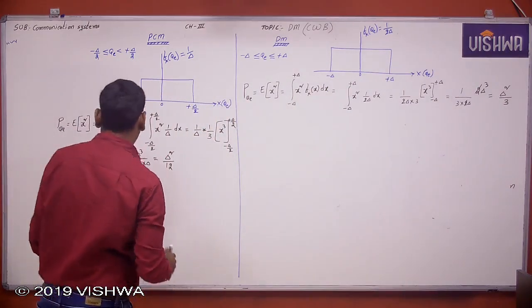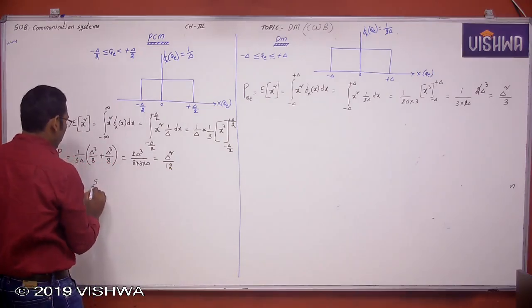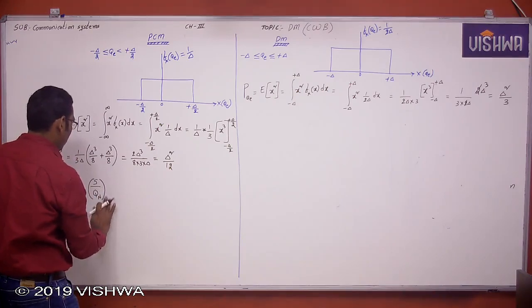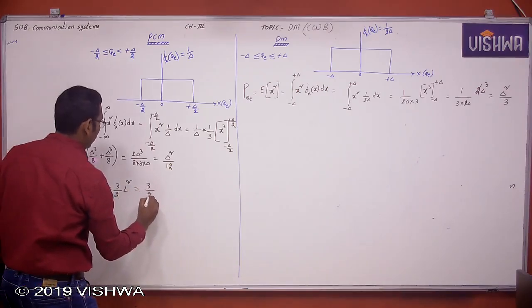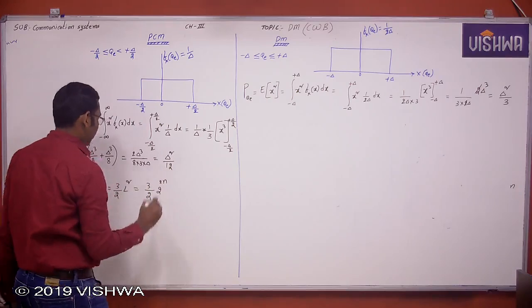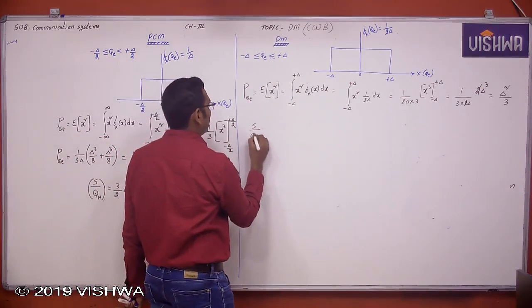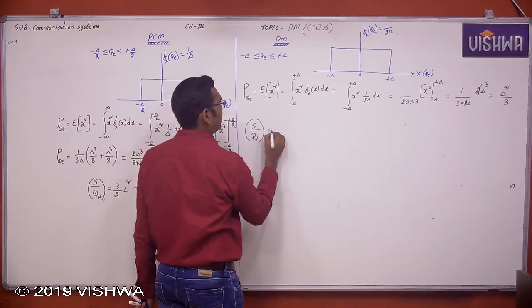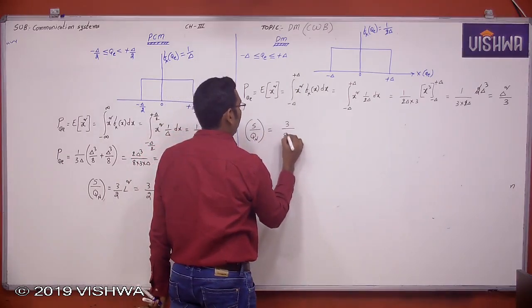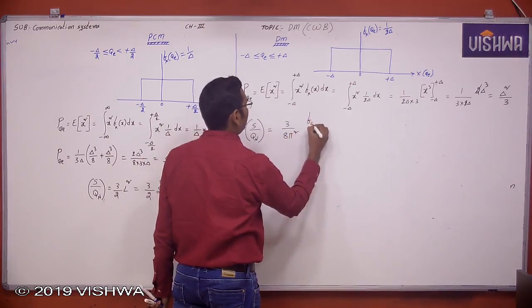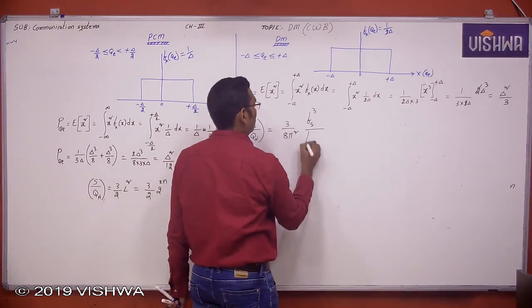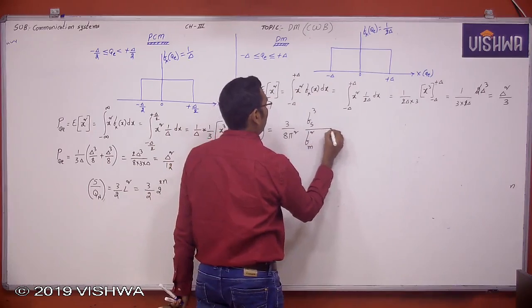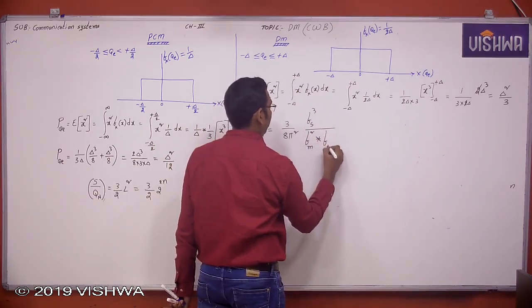So now you tell me, what is the signal to quantization noise ratio? This is the signal to quantization noise ratio of a PCM system, which is nothing but 3 by 2 into L square, or 3 by 2 into 2 power 2n. Now the signal to quantization noise ratio of a delta modulation is nothing but 3 by 8 pi square into fs cube by fm square into capital Fm.